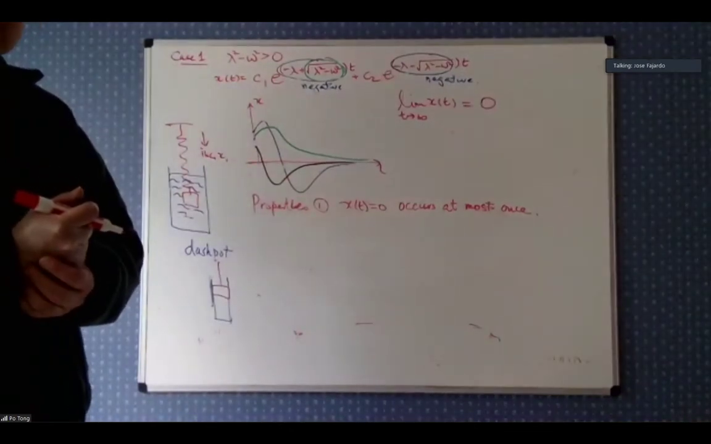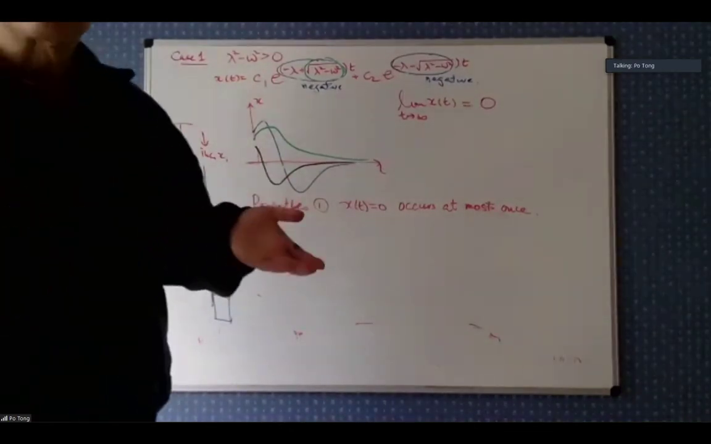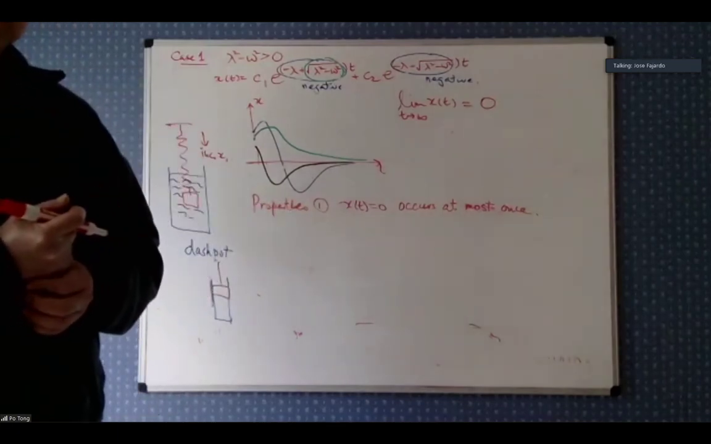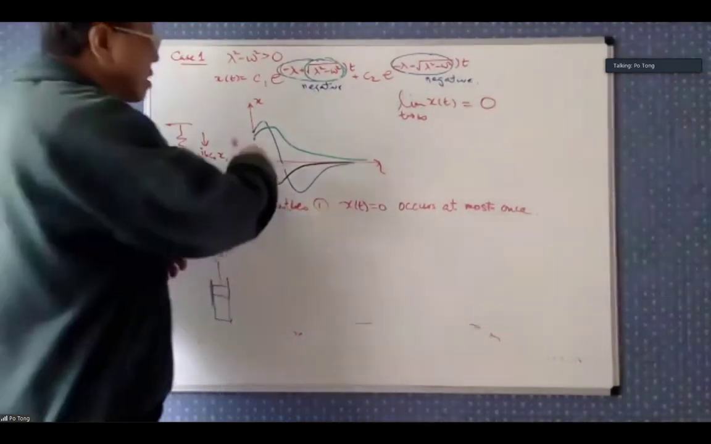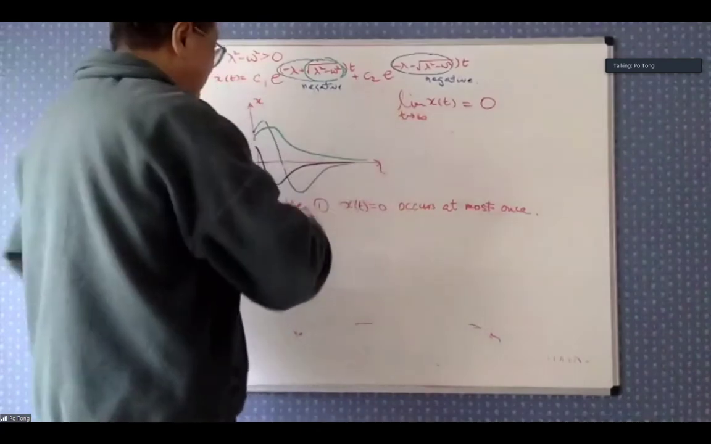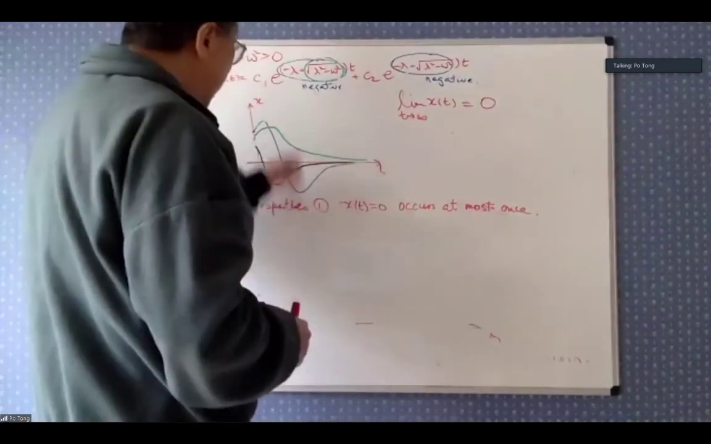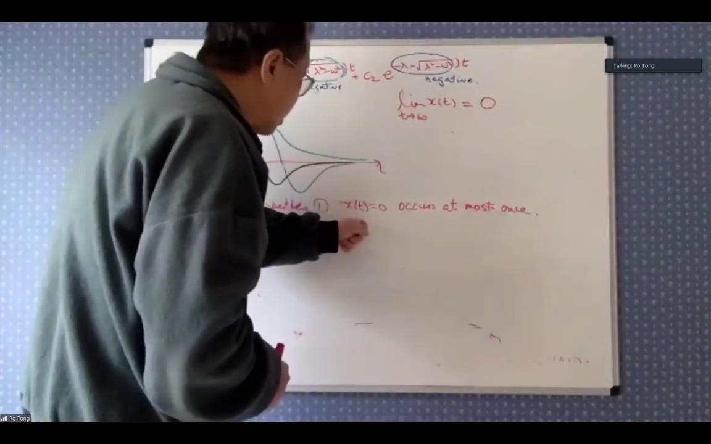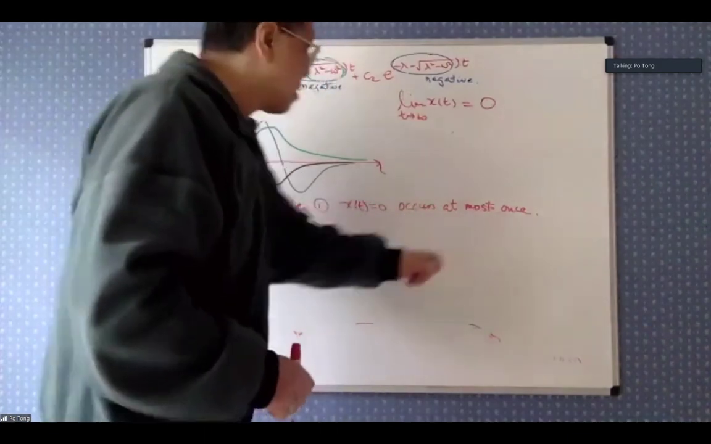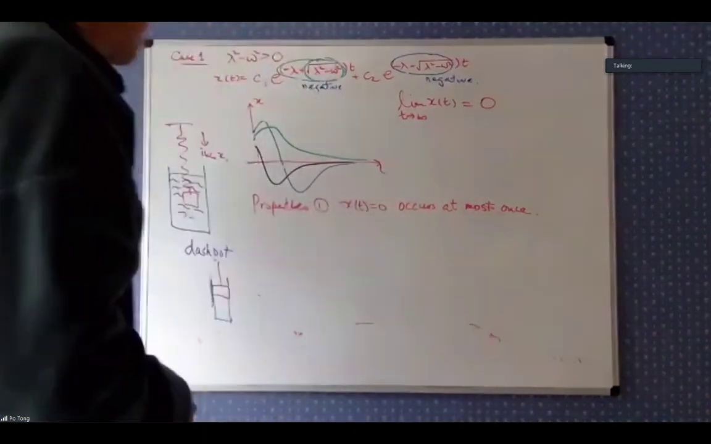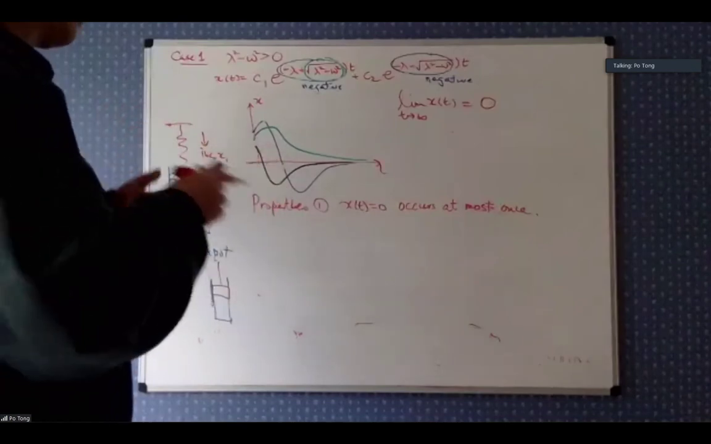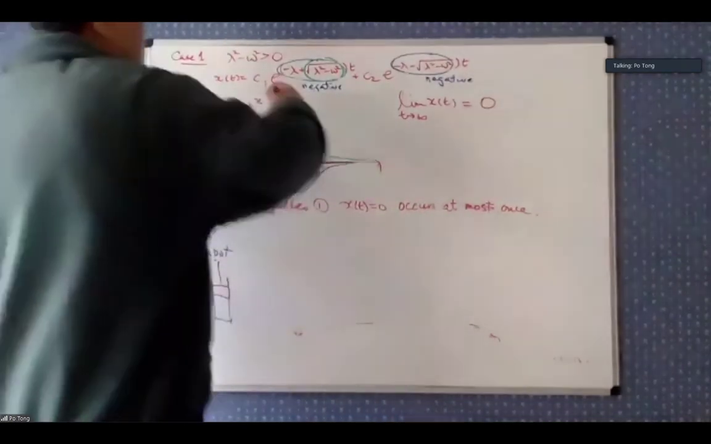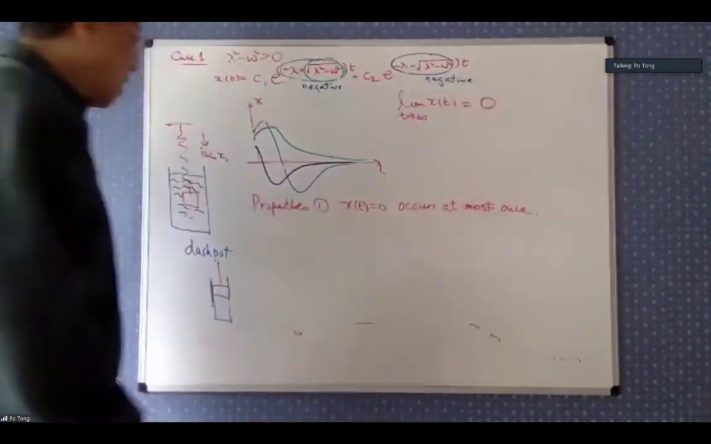So, you guys understand what I'm trying to get at? So this is what you want for a shock. No matter what happens, it just doesn't keep bouncing you around. Eventually, it settles down. Now, symbolically, we're going to try to solve this. x(t) equal to zero occurs at most once. That means you cannot just keep jumping around.